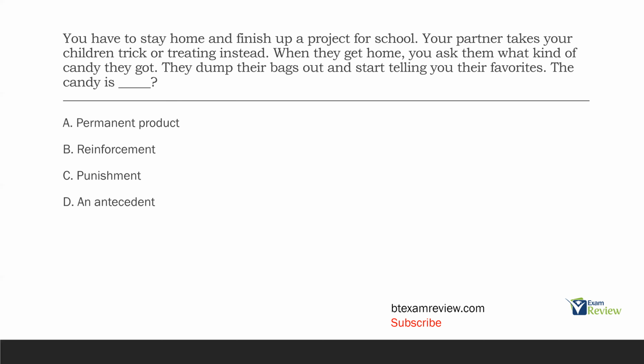And candy is not an antecedent relative to anything, really, right? You just say, hey, what kind of candy did you get? And they dump their bags out and start telling you their favorites. So all the candy is in this scenario is permanent product. It's showing you we went trick-or-treating, you weren't there, but you can still see what we got. Trick-or-treating produced the candy, therefore it's permanent product.